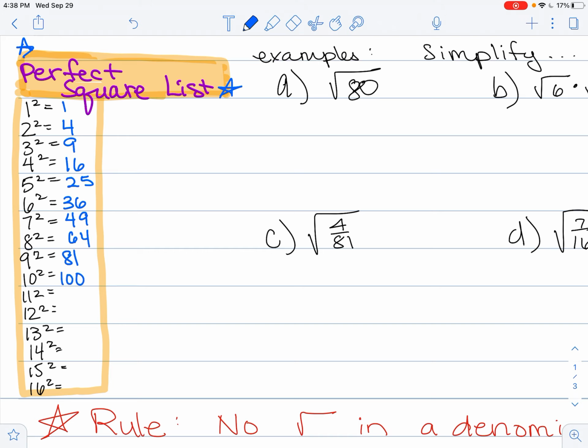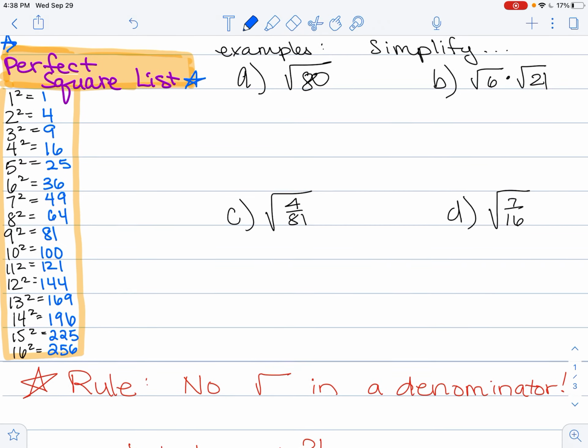10 squared is 100. 11 squared is 121. 12 squared is 144. 13 squared is 169. 14 squared is 196. 15 squared is 225. And 16 squared is 256, I think. Okay, so that's the beginning list of perfect square numbers.